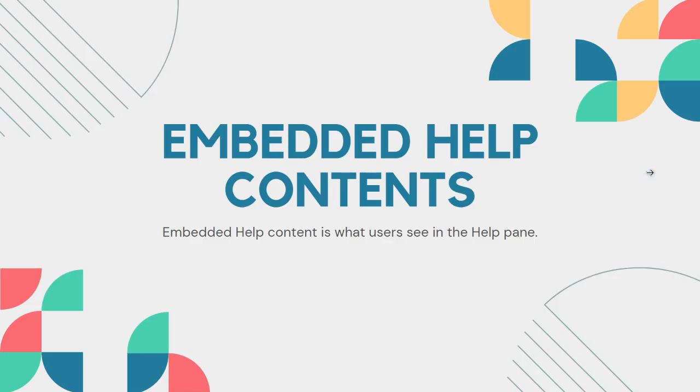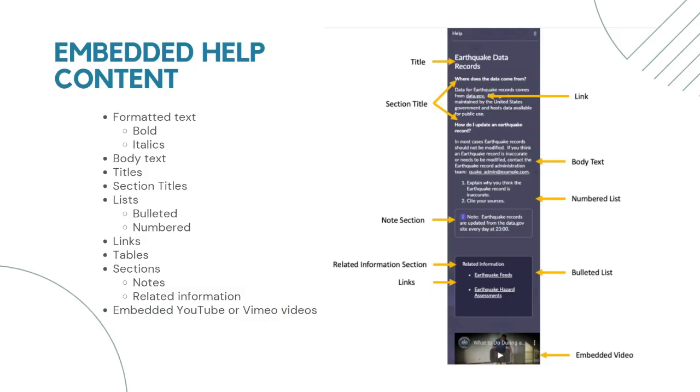Embedded help content is what users see in the help pane. This contains formatted text such as bold or italics, body text, titles, section titles, lists such as bulleted or numbered, links, tables, sections, or even embedded YouTube or Vimeo videos.